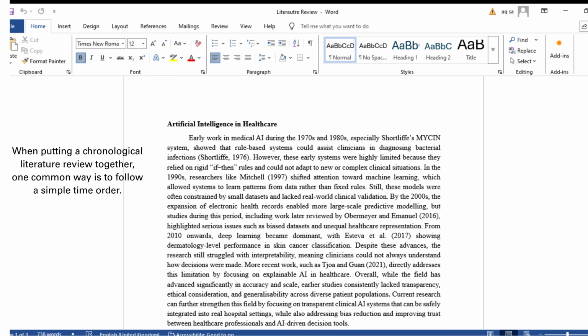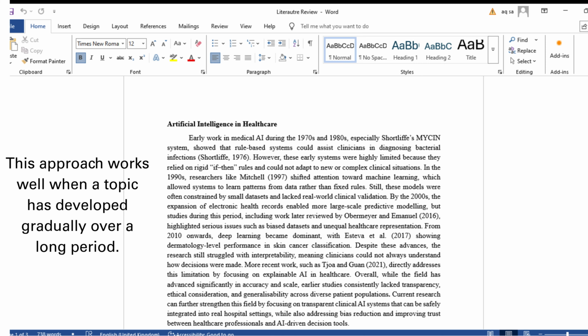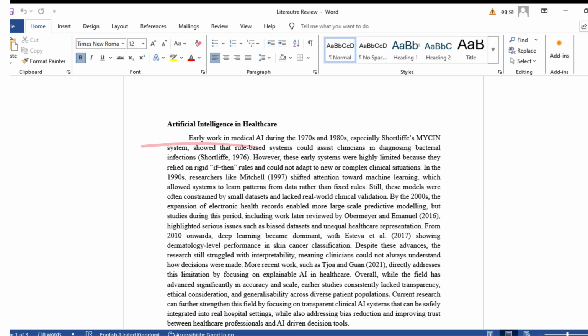Structuring a chronological literature review. When putting a chronological literature review together, one common way is to follow a simple time order. This means arranging studies based on when they were published and showing how thinking changed step by step. This approach works well when a topic has developed gradually over a long period. It helps the reader see how early ideas slowly transformed into more advanced ones without mixing everything together.